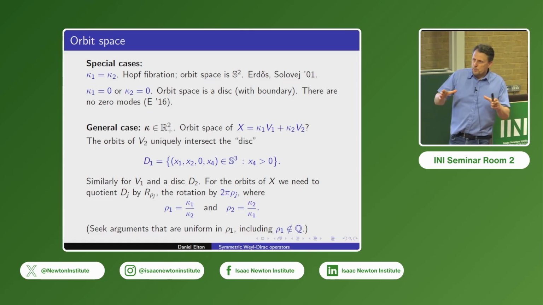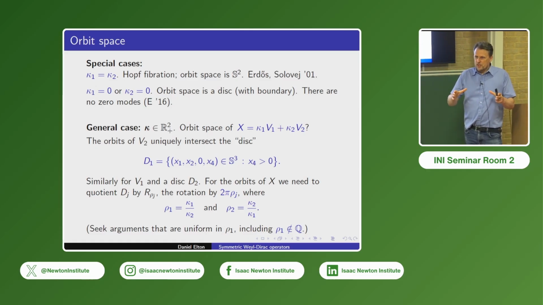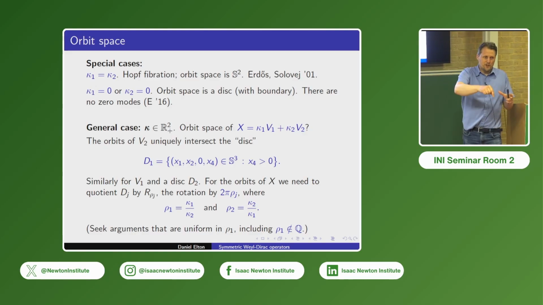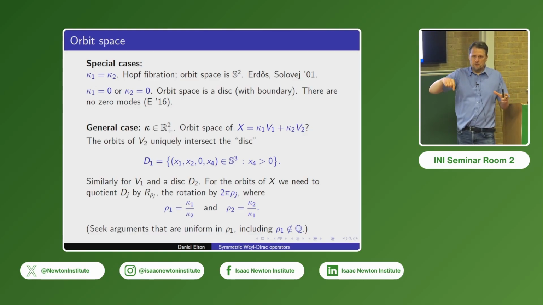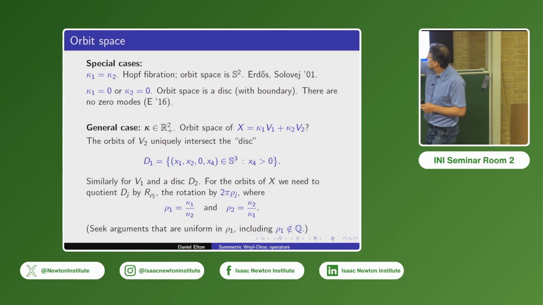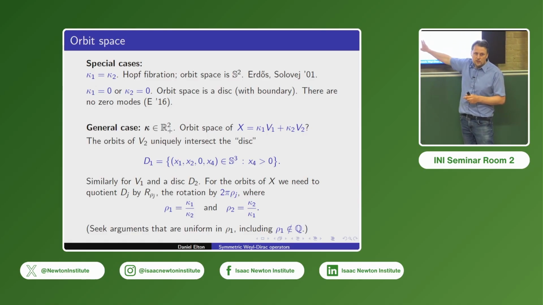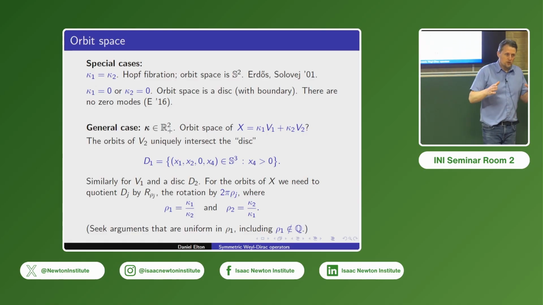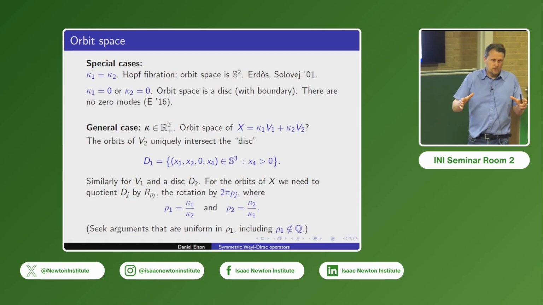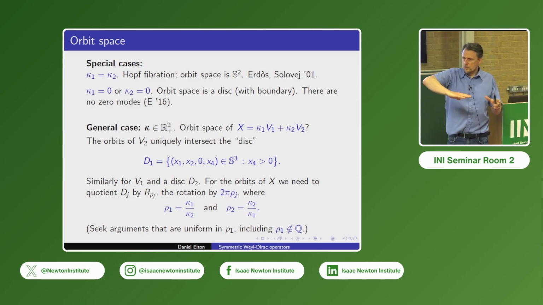So if you want to think about the orbits being indexed by points on the disk, we then need to start identifying points on the disk that differ by this rotation, 2 pi rho j. So the orbits overall are some sort of quotient of a disk by a rotation of that disk. Now the fun is that that rotation could be anything. It could be rational or it could be irrational.